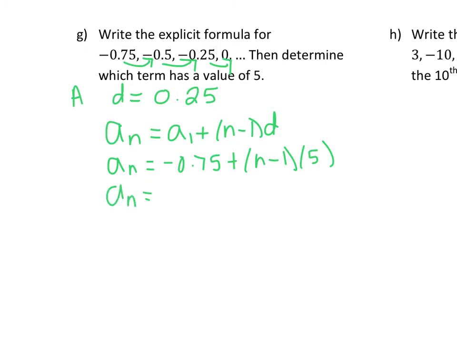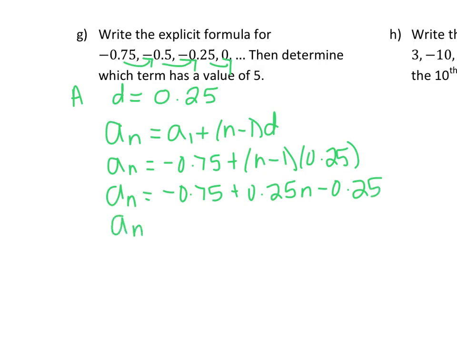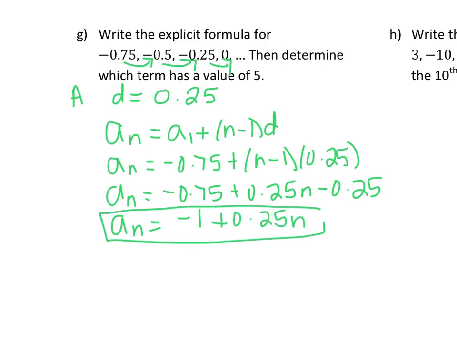A sub n equals, let's clean it up a bit. Distribute that 5. Oh, not 5. Our common difference is 0.25. I was looking at the wrong place. Let's fix that. So 0.25n minus 0.25. Combine like terms, we get negative 1 plus 0.25n. So that's our explicit formula.